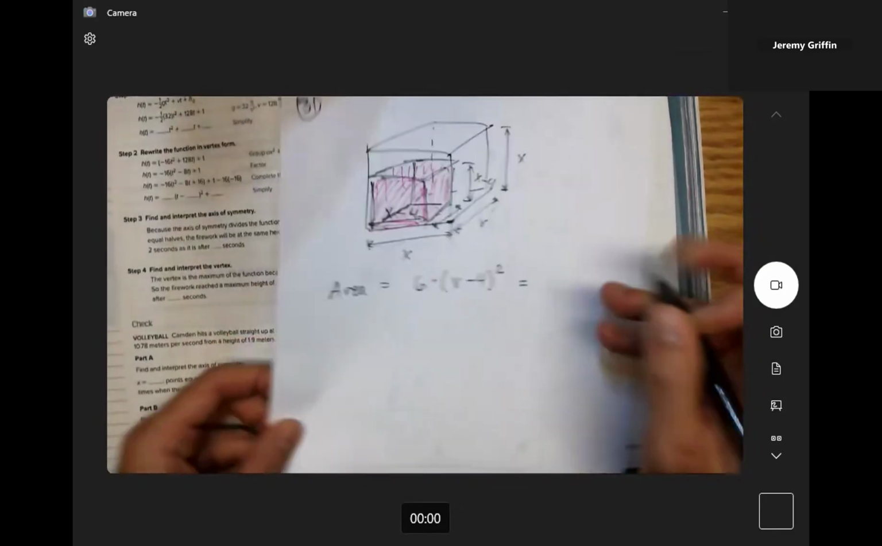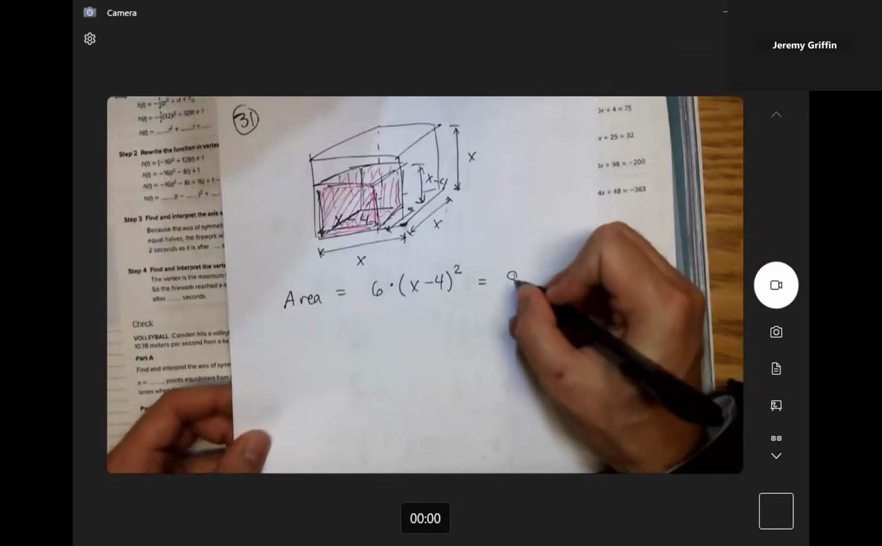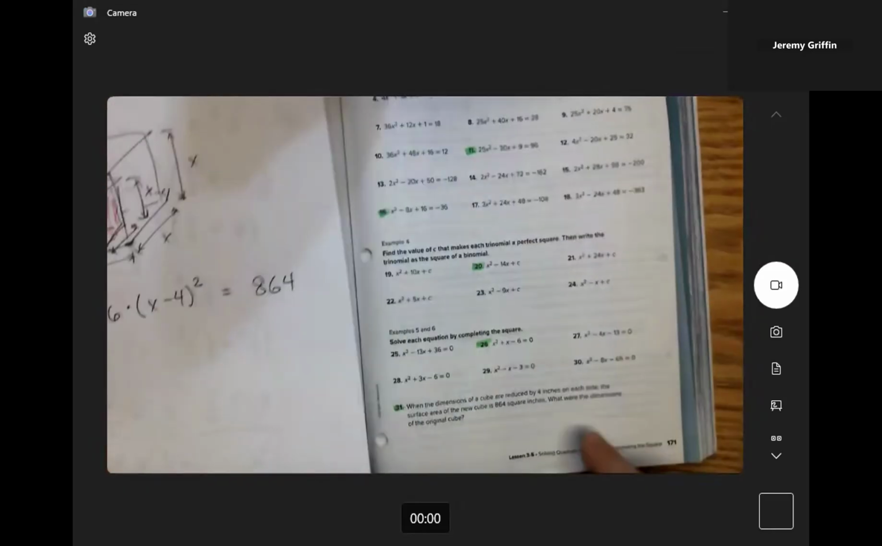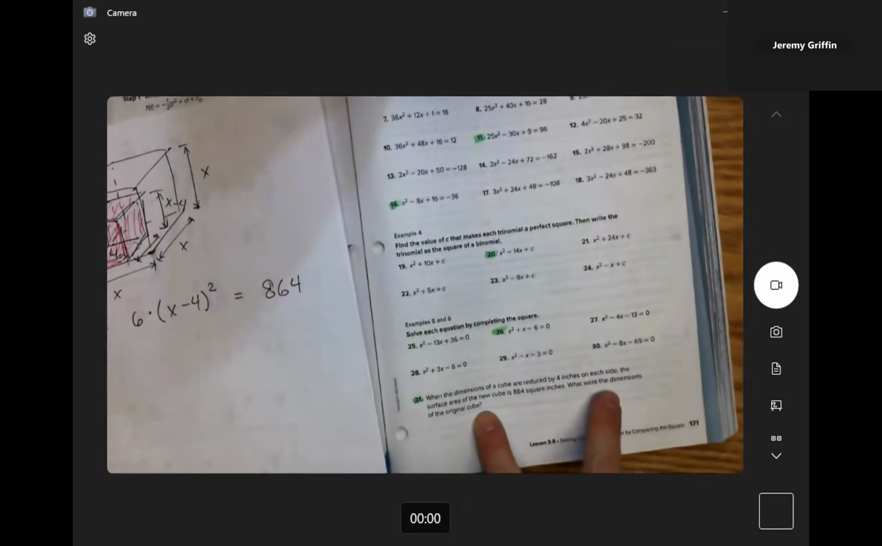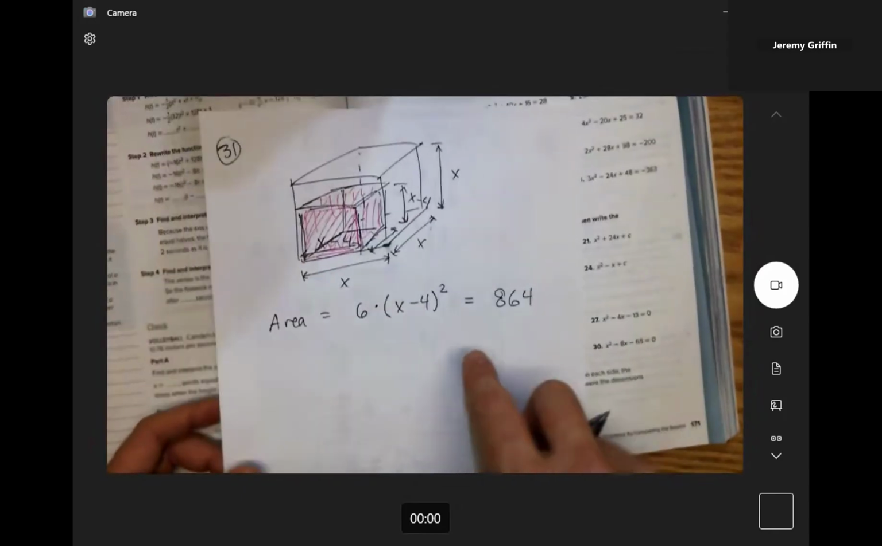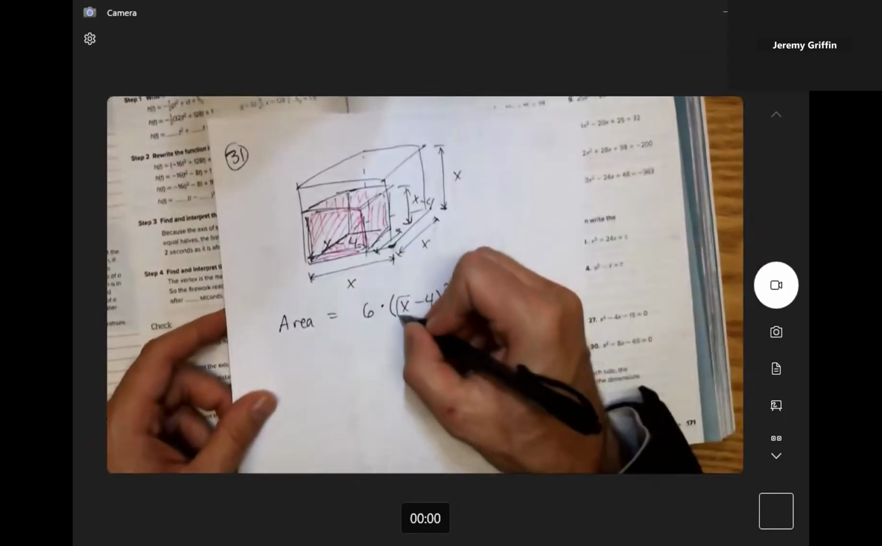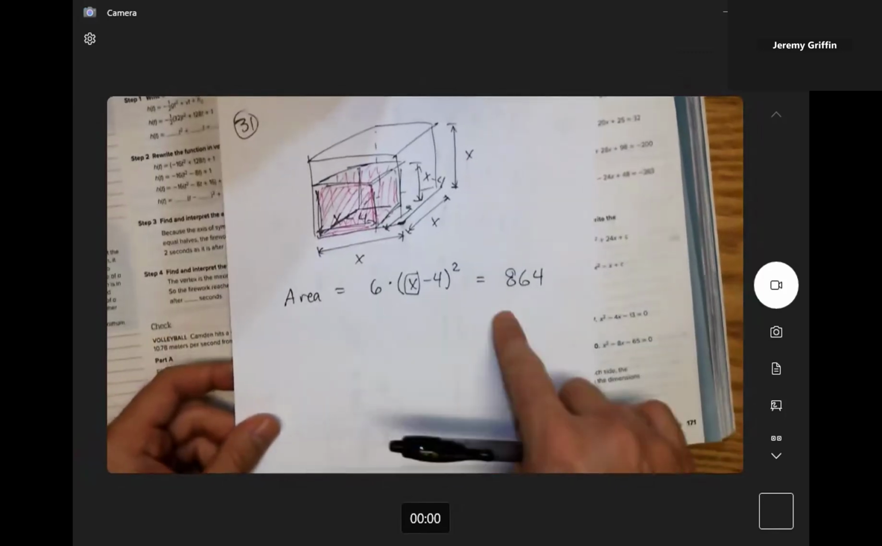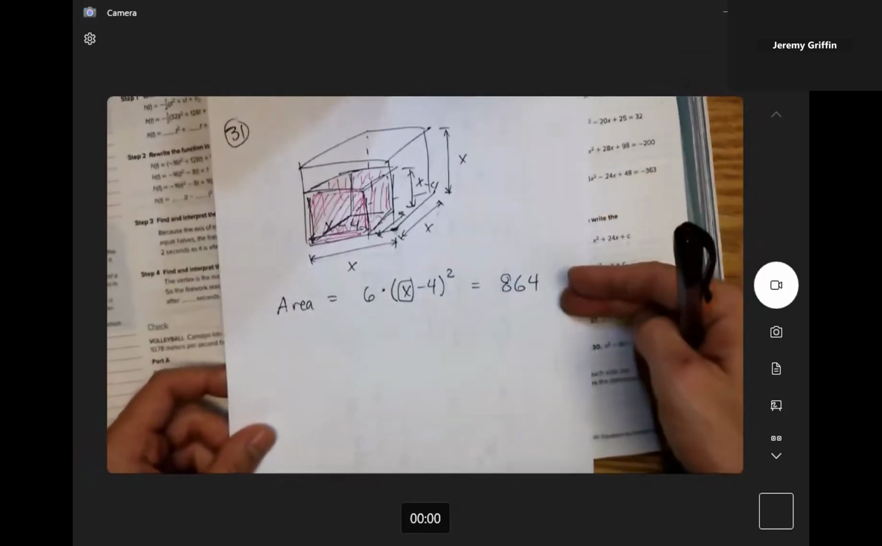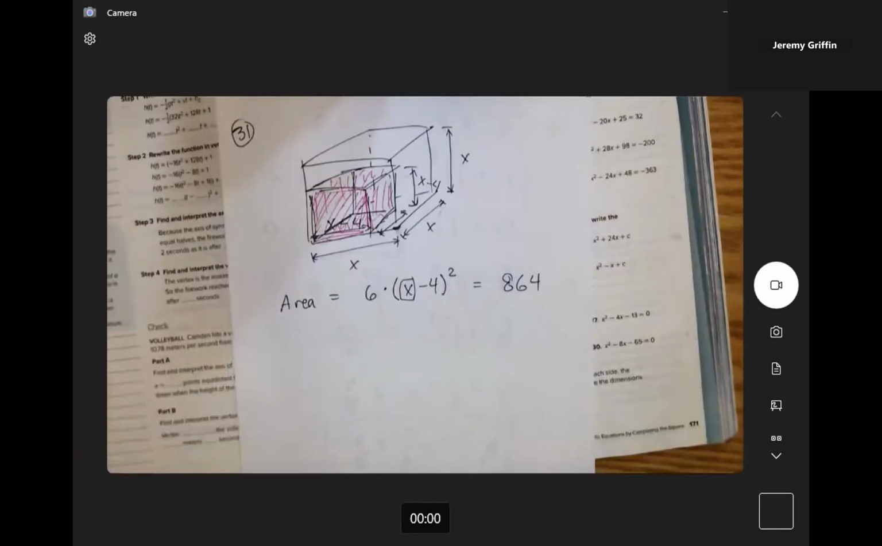And this is equal to 864 square inches. The question is, what are the original dimensions of the cube? Conveniently, how I mapped this out, the original dimensions were x by x by x. So we can just solve for x. That's it. So there's the setup. I translated this word question into math, and now we just need to solve for x.